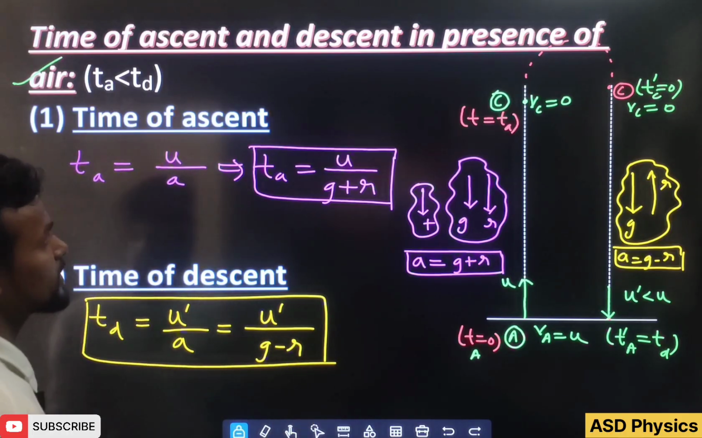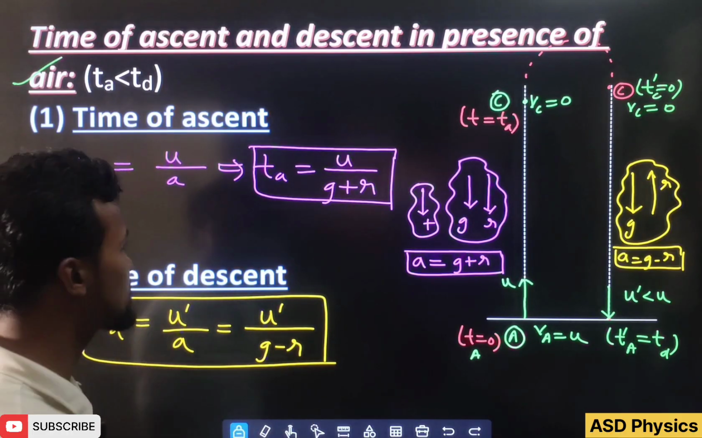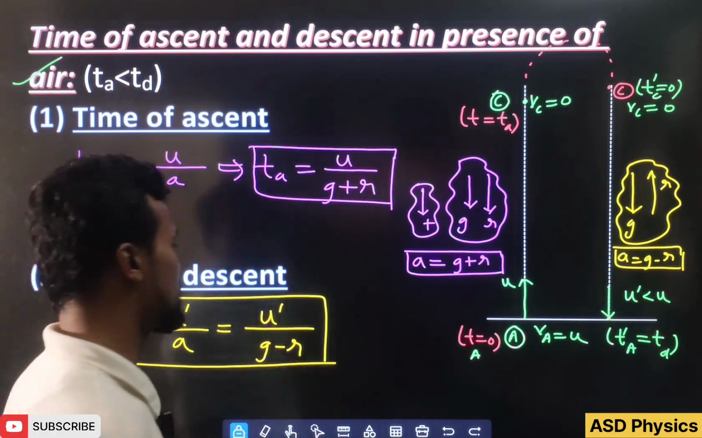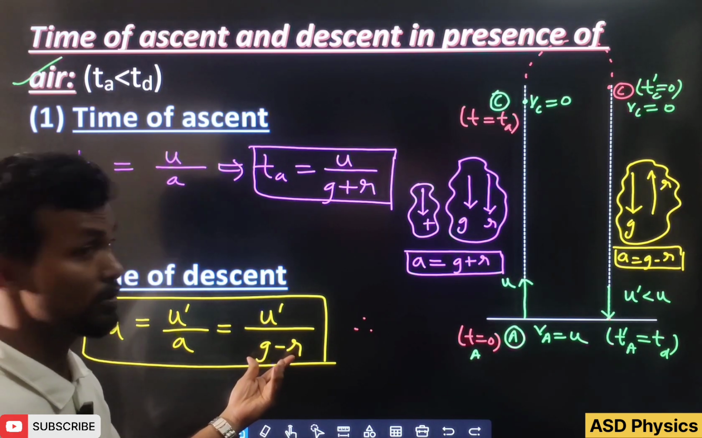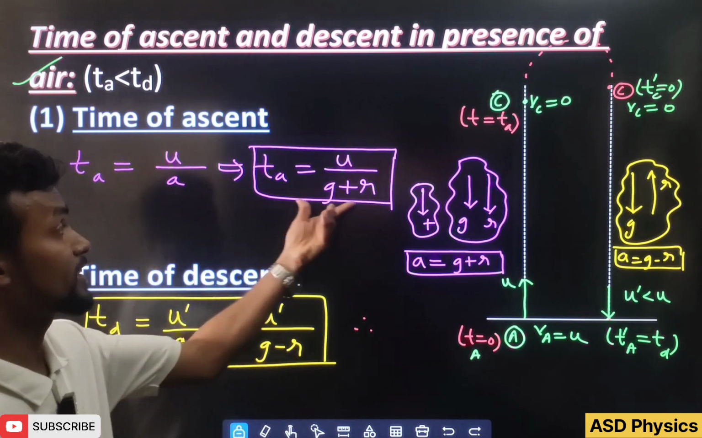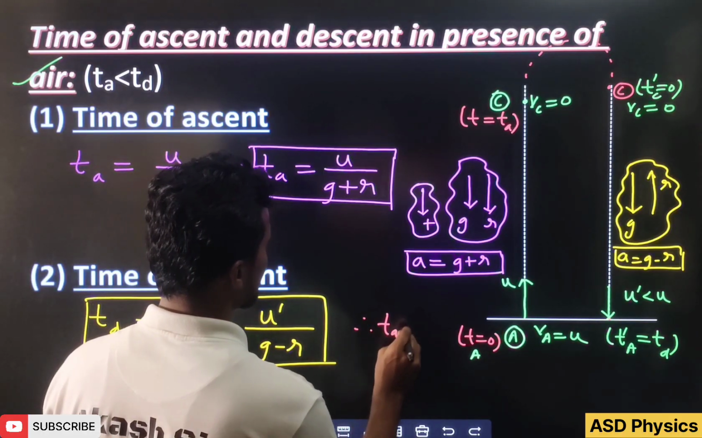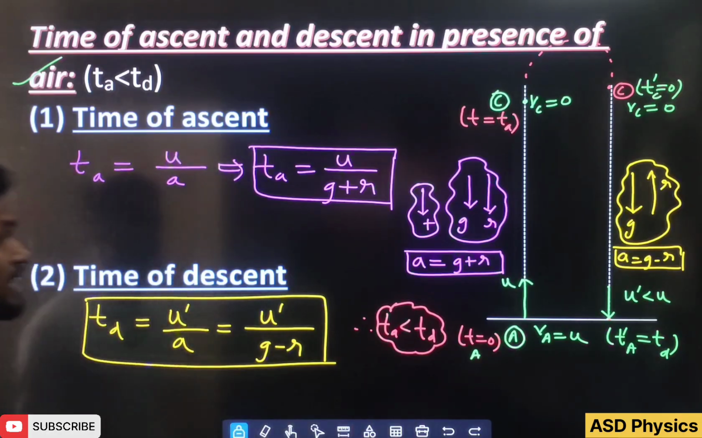Okay, so here you can see, students, T equal to u by G plus R, T is equal to u dash by G minus R. Okay, and if I am considering, let's take u dash is equal to u approximately. So what can you tell here, students? Here the denominator is small, no? So this will be more. Here denominator is more, so TA will be less. So we can write here hence TA will be less than TD when air resistance is present. Can you see very well? Can you see? Is it, students?